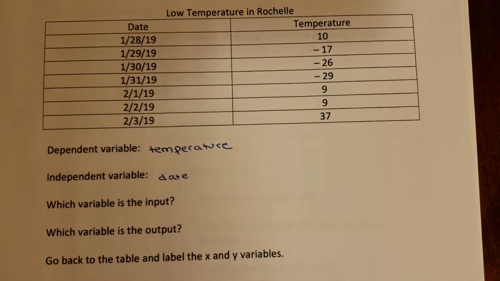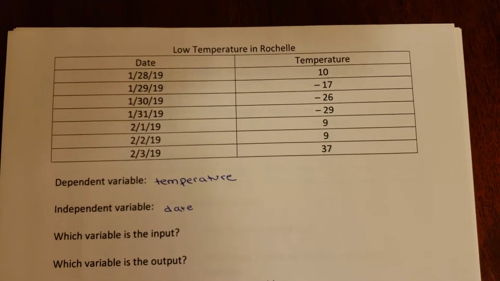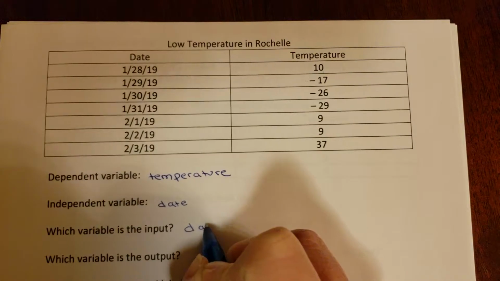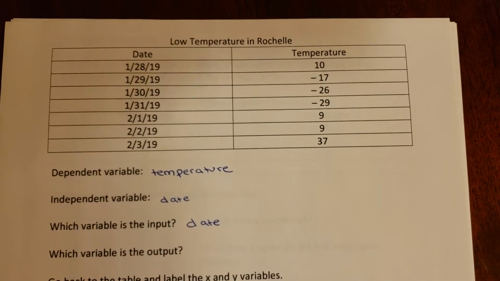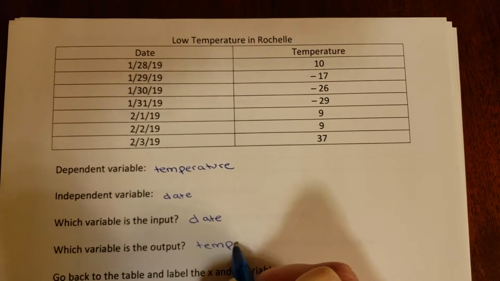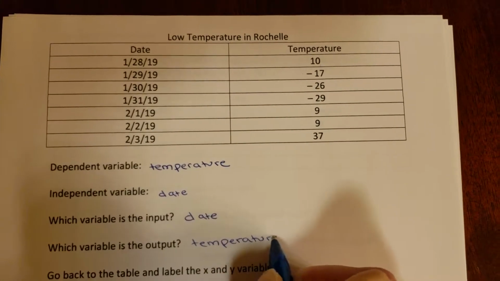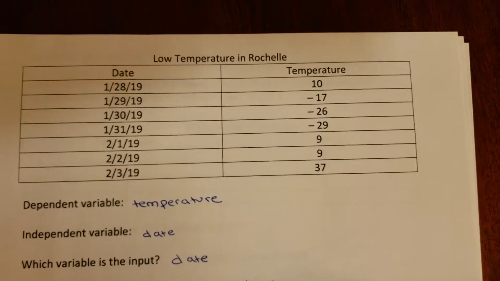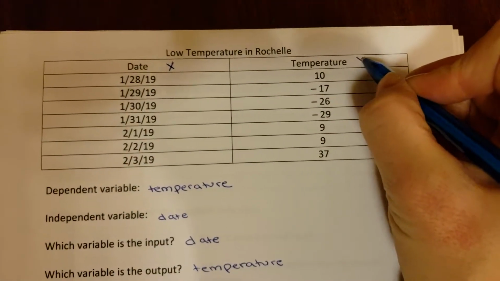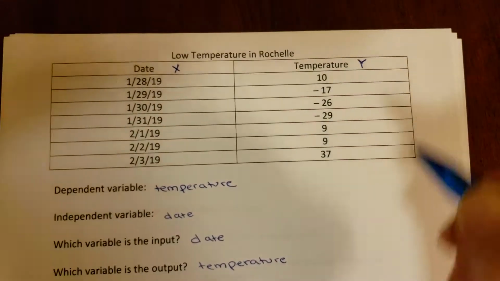And so, what would the input be? Yeah, the date. And the output will be the temperature. Here's a little helpful hint. Usually on a table that is not labeled X and Y, usually the X is on the left and the Y is on the right.